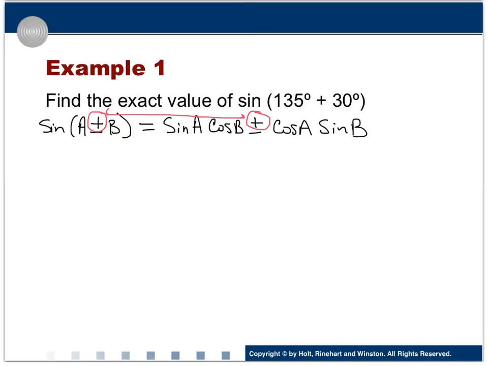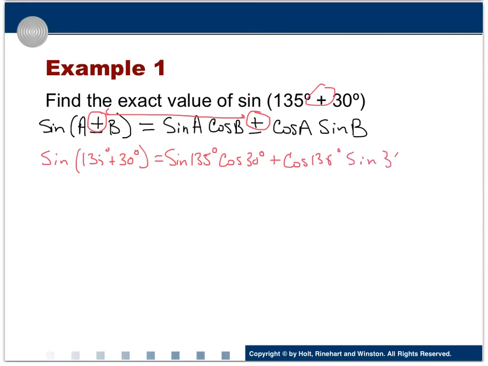So then sine of angle A is the first one, 135 degrees, plus the 30 degrees. And then I'm going to expand it, so angle A is 135 degrees, so I plug that in, and then cosine of 30 degrees, plus, because it's a plus up here, cosine of 135 degrees, sine of 30 degrees. And really what we're evaluating is sine of 165 degrees.